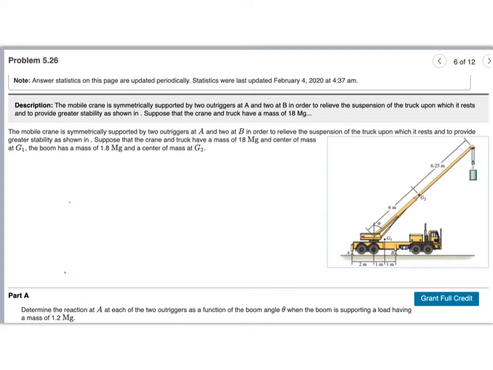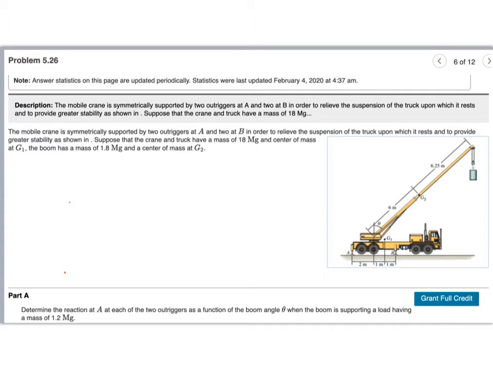All right, so you said that you would like to see this problem, so here I'm going to do it. I'm not going to do the graphing because once you have the expressions you can make a graph just by plugging in angles. So we have this crane and boom. There's a couple different forces that we have to deal with.